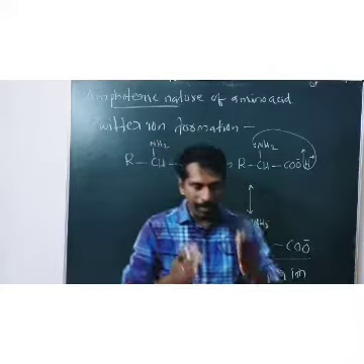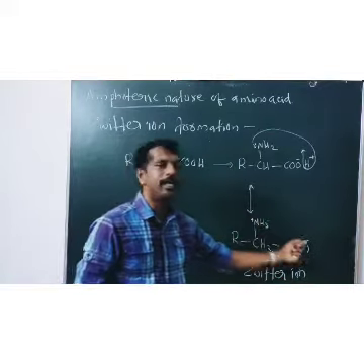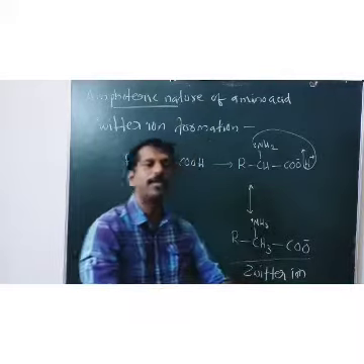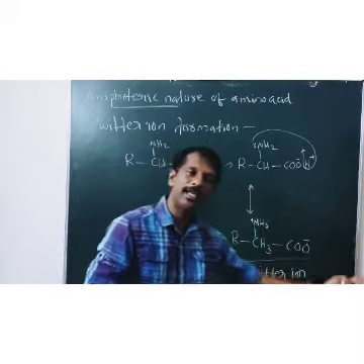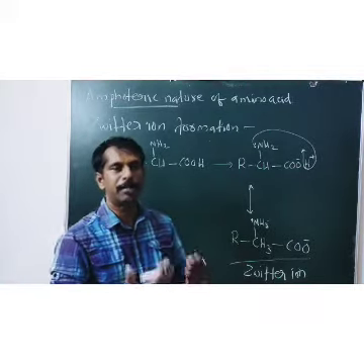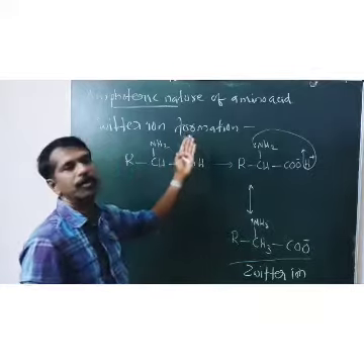Because in an amino acid there is a positive part and a negative part. Therefore, an amino acid can interact with both acid as well as base. That means the amino acid is showing amphoteric nature.